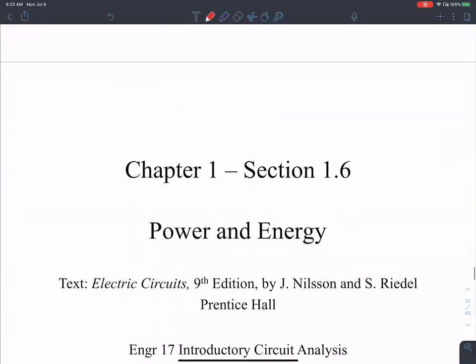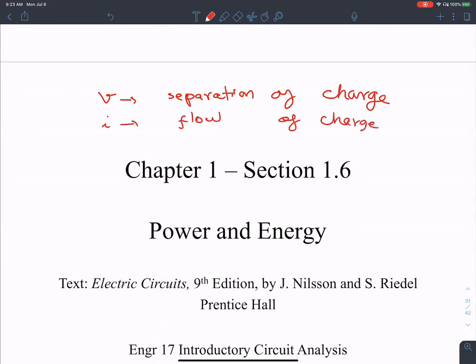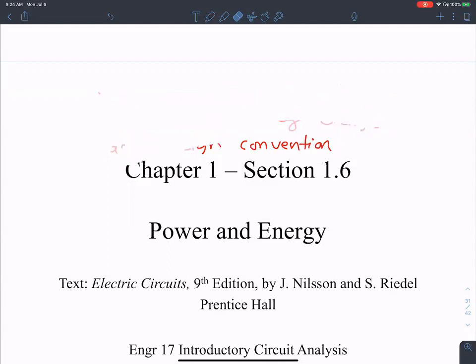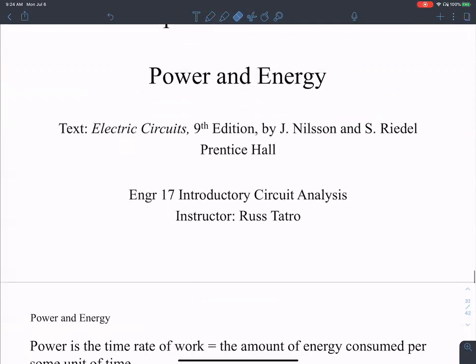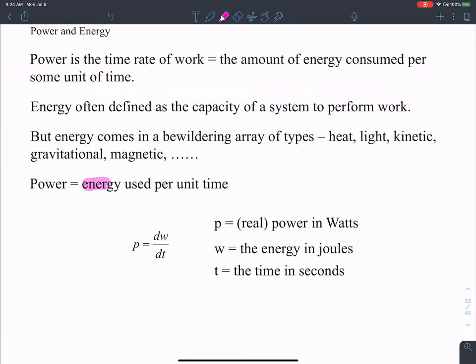Let's look at power and energy. So far, we looked at voltage, which is separation of charge, and current I, which is flow of charge. Then we looked at passive sign convention. So let's look at power and energy. Power is defined as V times I. Power is defined as energy used per time, the rate of work done, or rate of change of energy.